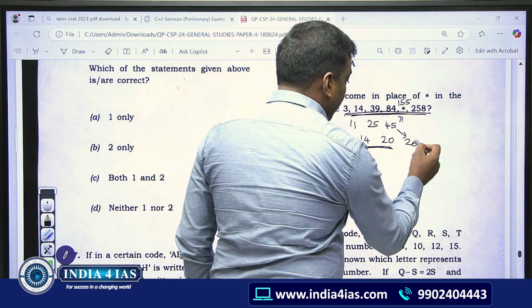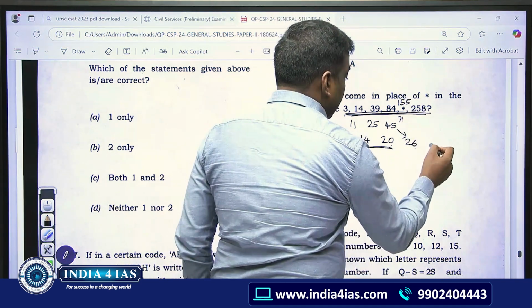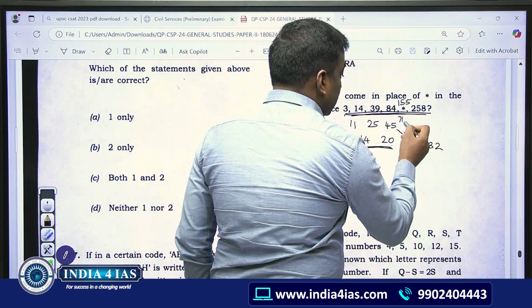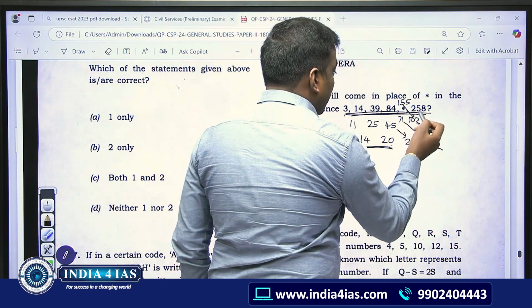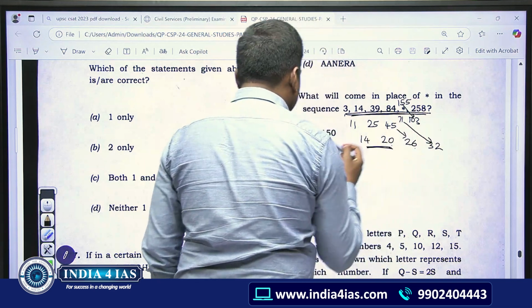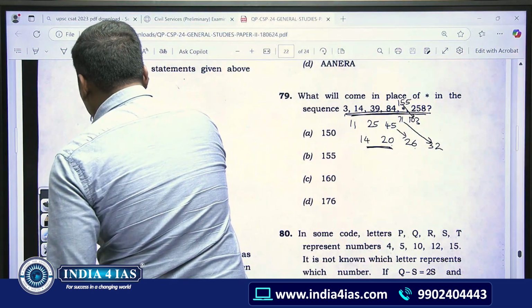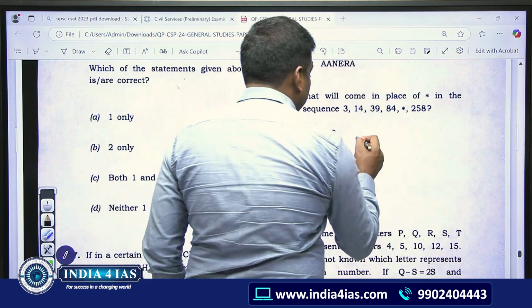155. So next difference, 14, 20, 26. Next difference is 32. 71 plus 32 is 103. So 155 plus 103 is 258. This is the simplest problem that we have got, but let me explain it clearly.